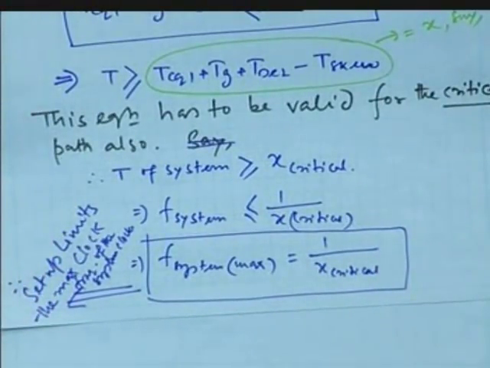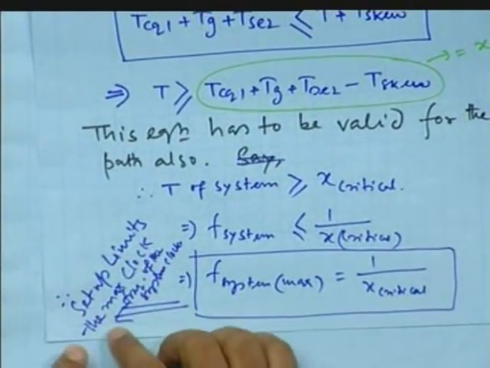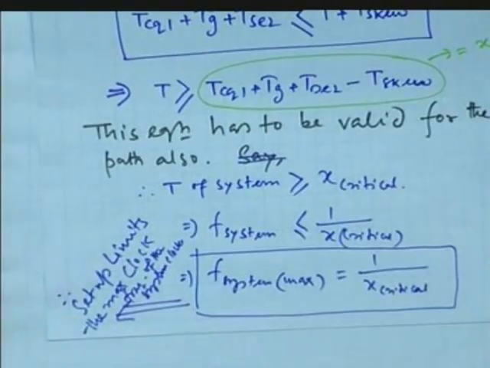Right. So you can see that my setup time limits the maximum clock frequency of the system clock. Clear? This point has to be very clear, that setup time actually governs your clock frequency. Okay. And hold time cannot govern your clock frequency. If you see the hold time equation, it does not depend on the T. I'll come to it in the next slide. Okay, so this much is clear, right?